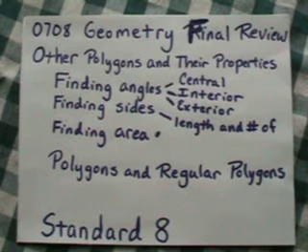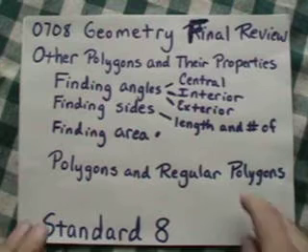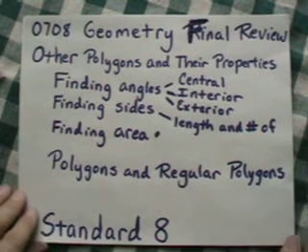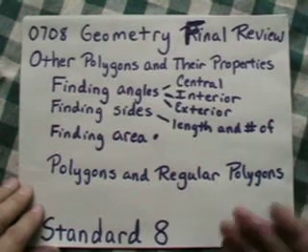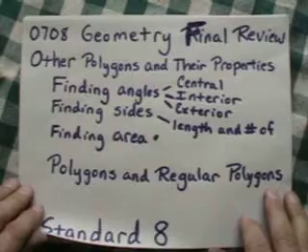Welcome to the Geometry Final Review for Standard 8. Watch in case we need a second video for this, but I think we'll be able to finish it in one. This one went along with that really long test that all of you loved on finding the area of a regular polygon. But I'm going to cover just some of the ideas really quick. Okay, finding angles, central, interior, exterior, finding sides, both their length and the number of, finding the area, and dealing with kind of polygons and regular polygons.